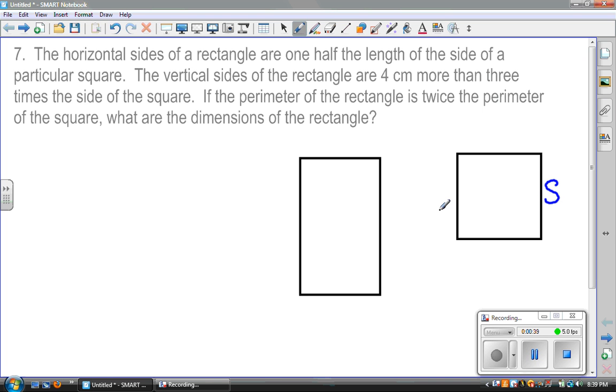You know this. The first piece of information that is useful is that the horizontal sides of a rectangle are 1/2 the length of the side of a particular square. So if the side of the square is s, 1/2 of the side length of the square would be 1/2 s. The second sentence says the vertical sides are 4 centimeters more than 3 times the side of the square. So I'll put it over here. Here's 3 times the side of the square, and here's 4 more than that.